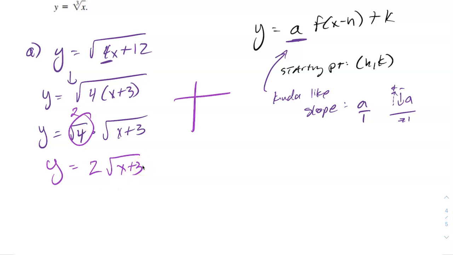Here my center, my vertex, is going to be inside opposite, outside follow, so negative 3 and 0. And my a is 2. So it's like a slope of 2 over 1. So I'm going to start at negative 3, 0. And then we're going to go up 2 and over 1. And it looks kind of like an open parabola, a sideways parabola. And that's my basic square root function.